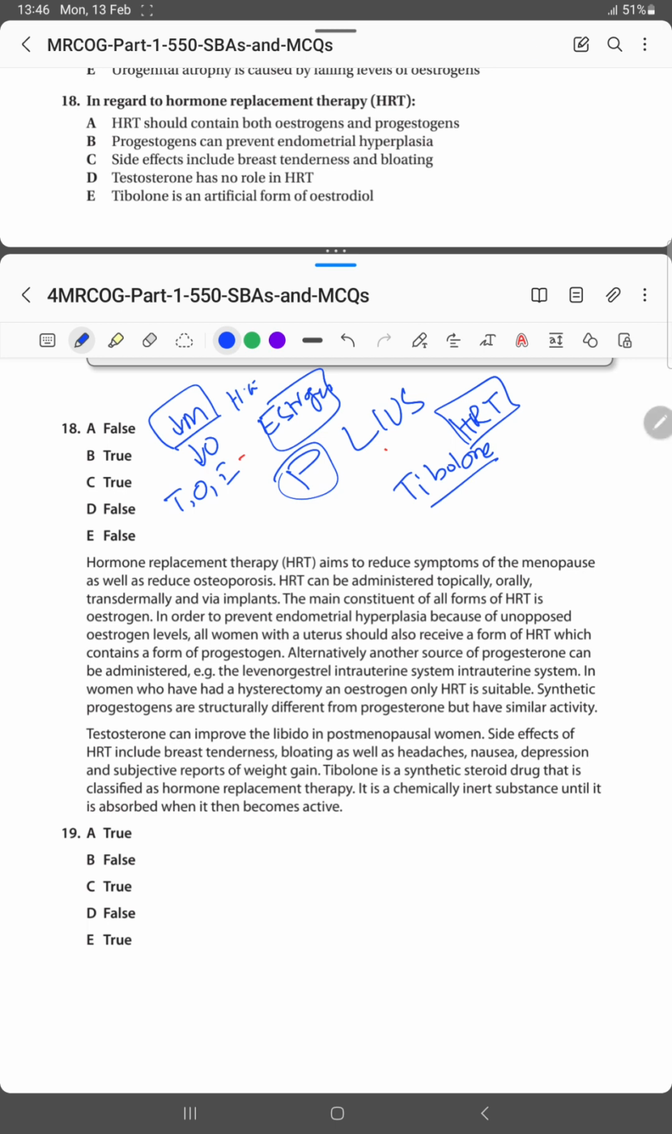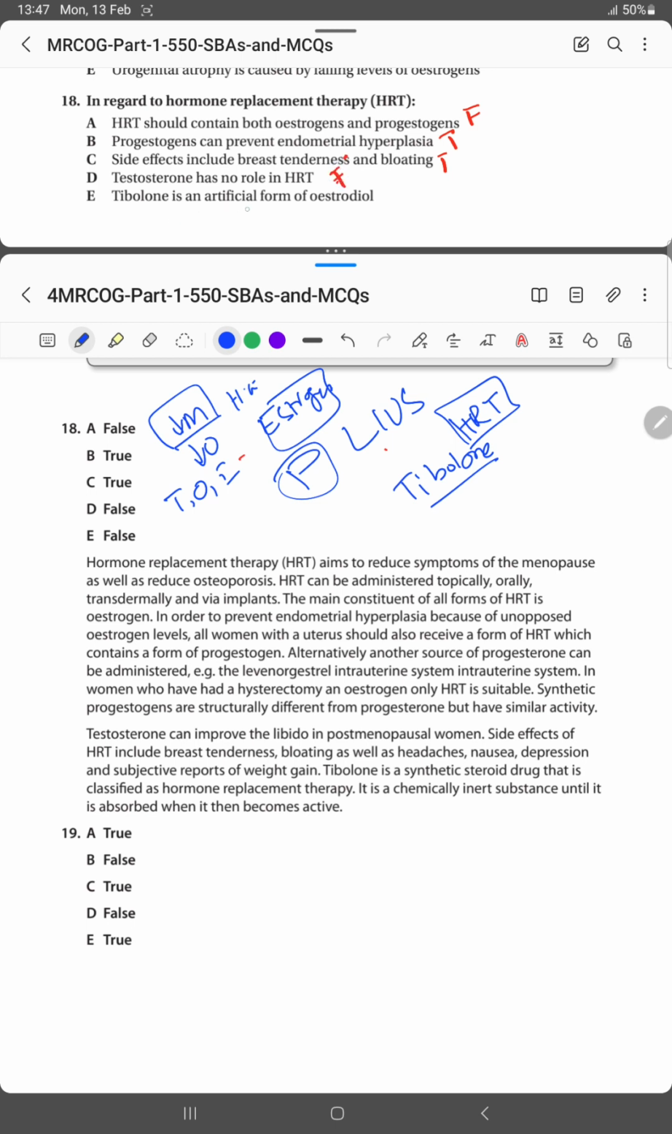Now let's see your options. Option A, HRT should contain both estrogen and progesterone. No, it is not necessary that they both have estrogen and progesterone. Progesterone can prevent endometrial hyperplasia. Yes, that is true. Side effects include breast tenderness and bloating. Yes, again true. Testosterone has no role in HRT. False, because testosterone can improve the libido.